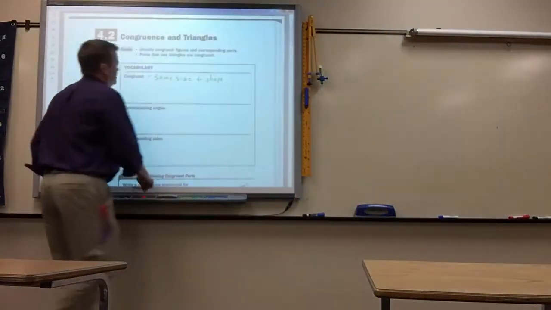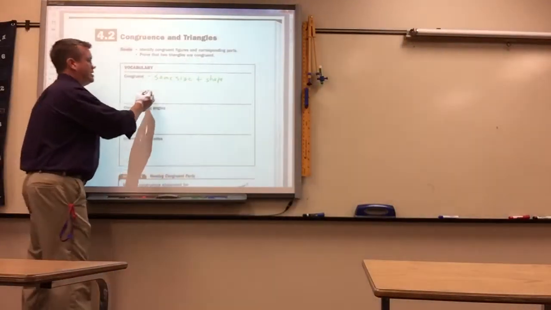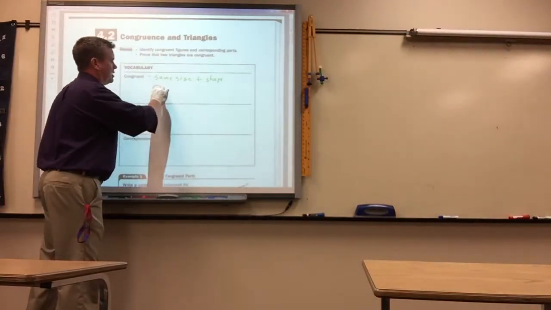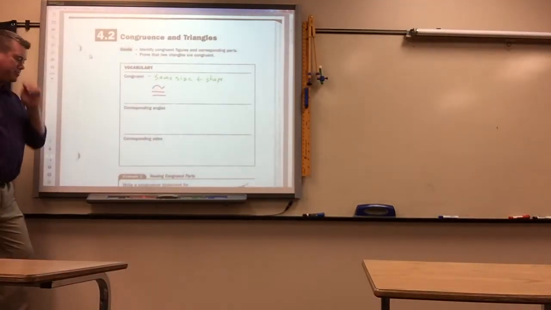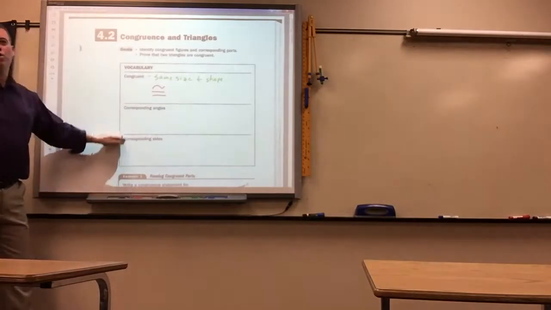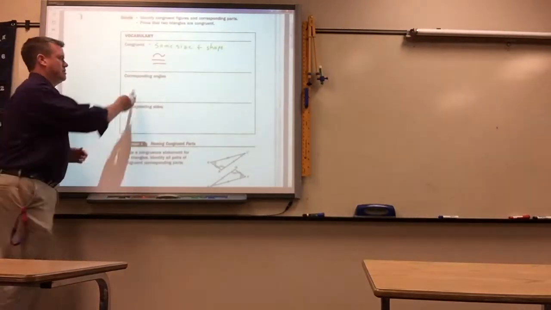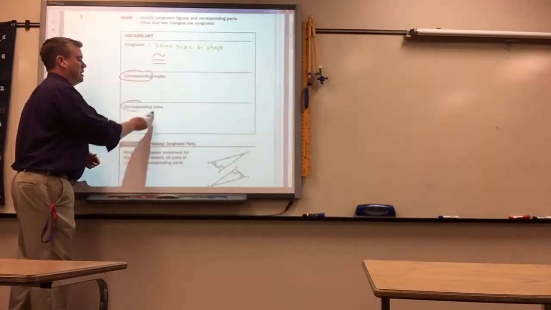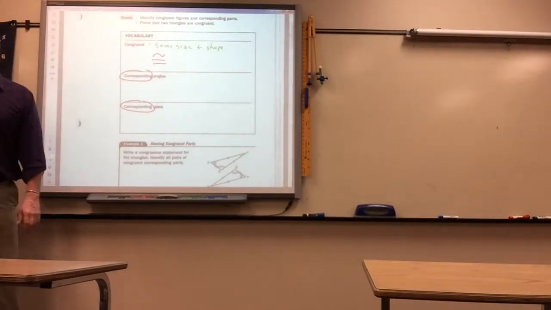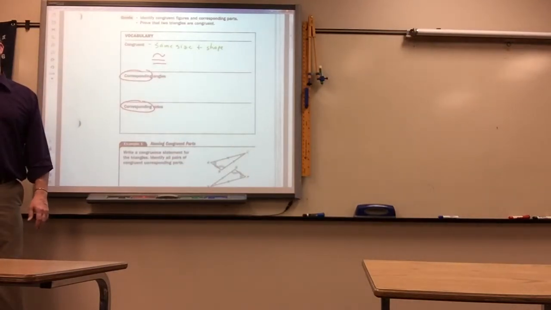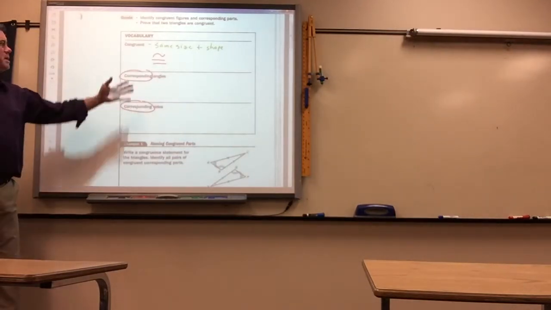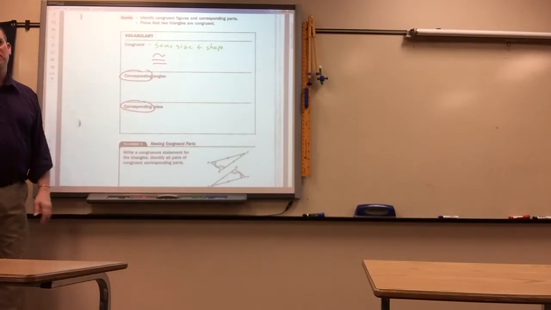So the sign for congruent is an equal sign with the squiggly line above it. Corresponding. It's the same thing. It's the word that means the same as when we did angles, corresponding angles. Corresponding means in the same position.